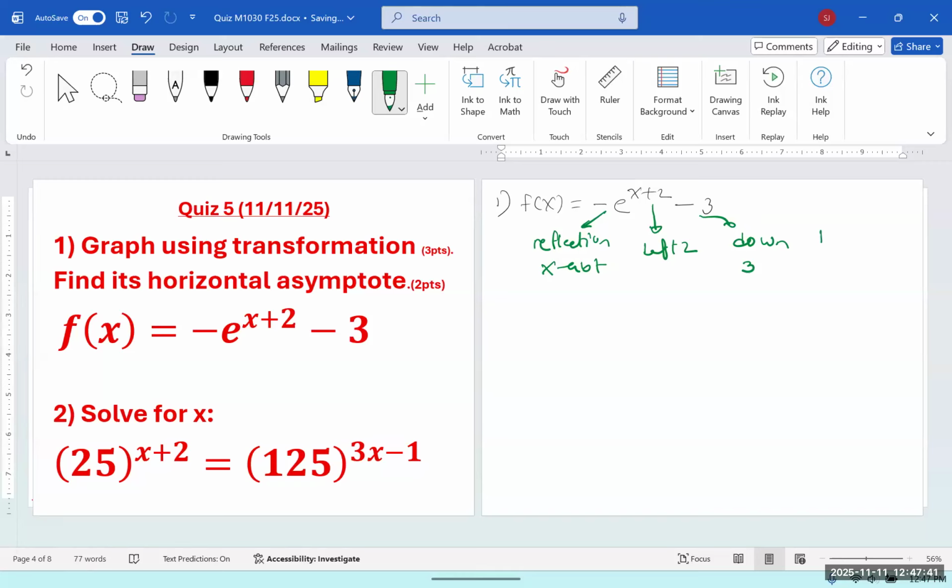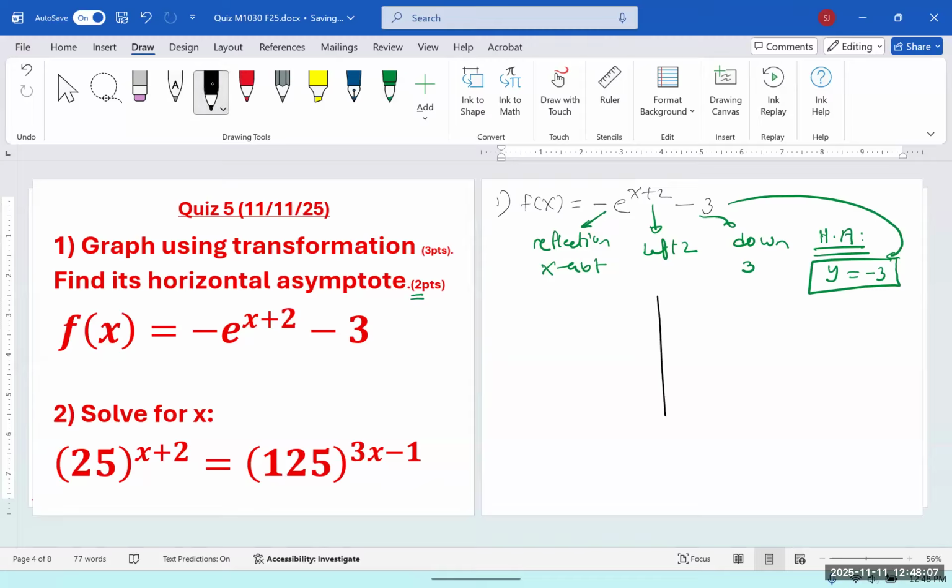Now, horizontal asymptote. Where do we get the horizontal asymptote from? From the downward shift. So y equals negative 3. If you write only negative 3, it's 1 point. That's why I showed 2 points here. One for y, one for equals negative 3.